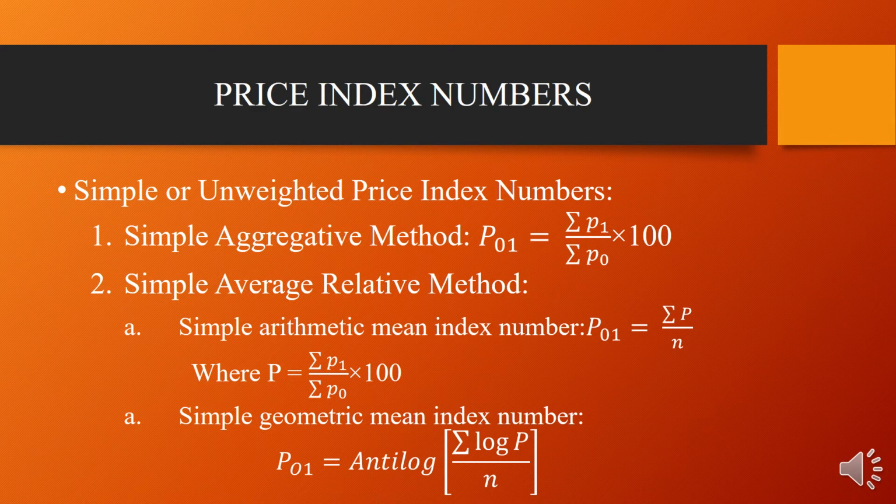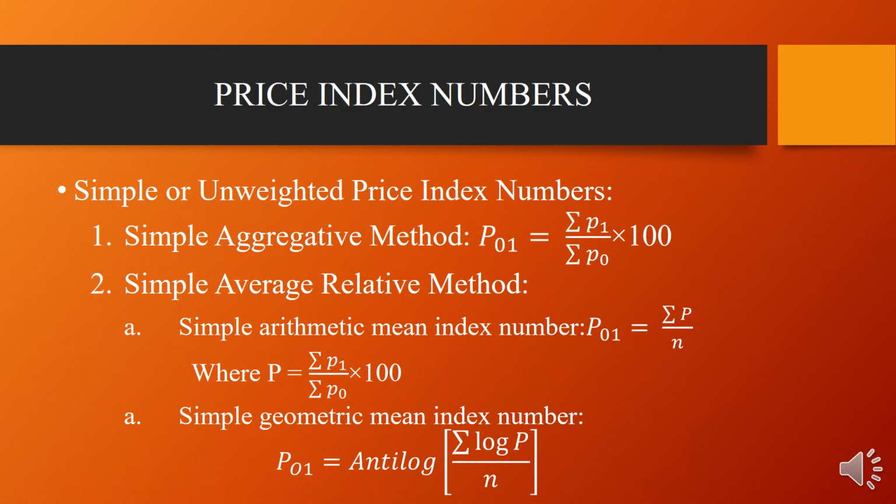Now let us move on to discuss the price index numbers. The first one is simple or unweighted price index number, which we saw in the previous slide. In that, the first one is the simple aggregative method. Here the price index can be calculated with this formula: P01 is equal to summation P1 divided by summation P0 into 100. Here P1 means the price of the current year and P0 is the price of the base year.